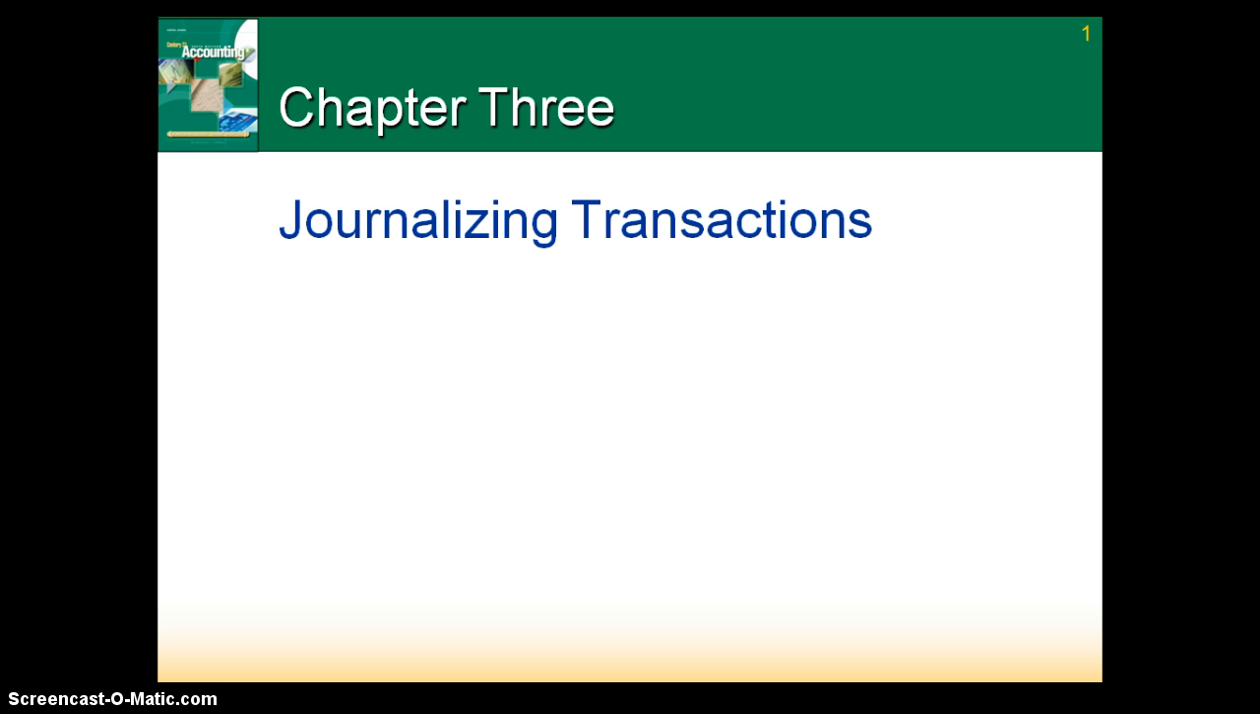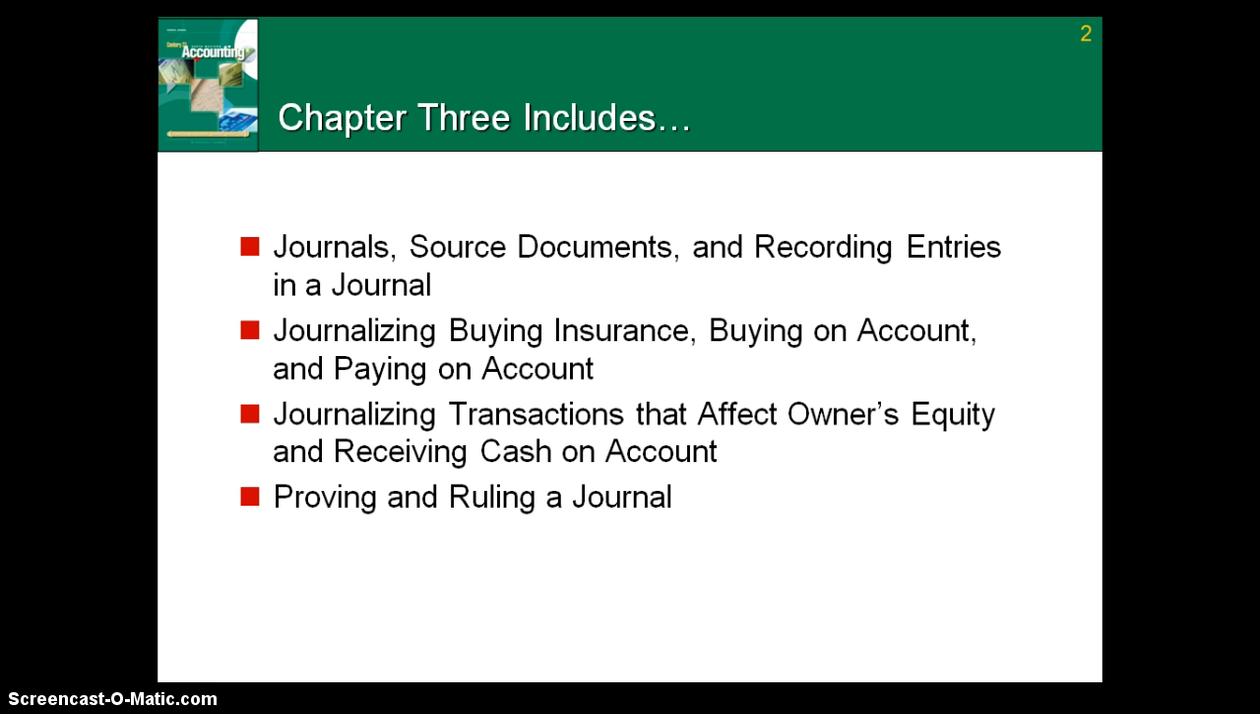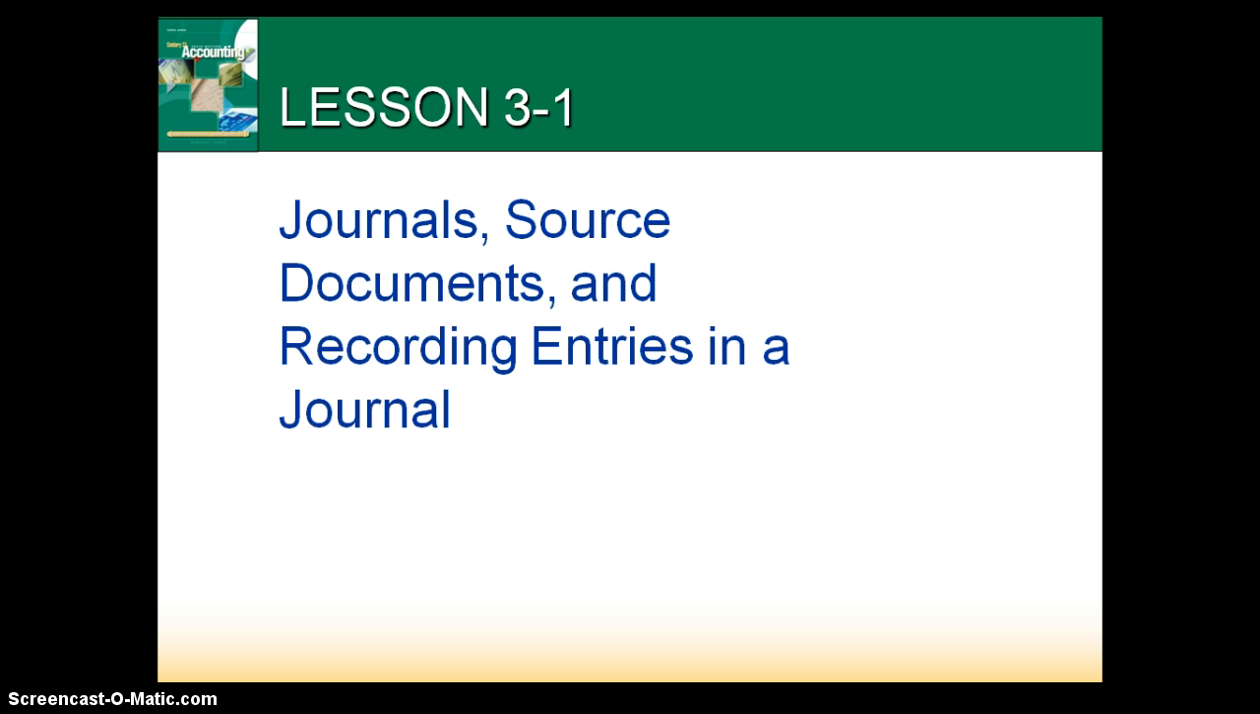Chapter 3 is journalizing transactions. We're starting to get into more of the nuts and bolts of accounting now. So Chapter 3 includes 4 different sections: journals, source documents, and recording entries in a journal. That is Section 1, what we're going to go through today. Journalizing, buying insurance, buying on account, and paying on account is Section 2. Section 3 consists of journalizing transactions that affect the owner's equity, which would be your revenues and expenses, and receiving cash on account. And the final one is proving and ruling a journal. So today we're just going to look at Section 1, journals, source documents, and recording entries in a journal.